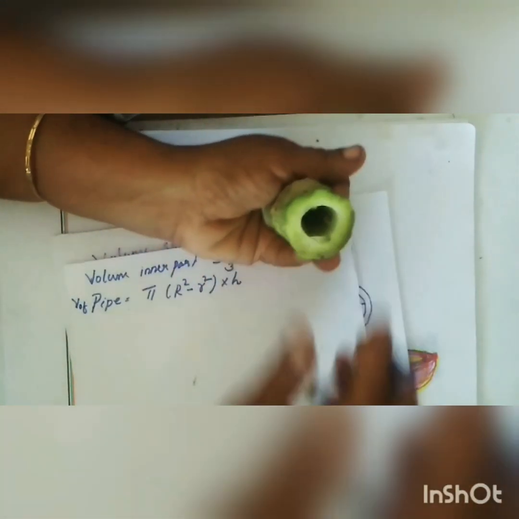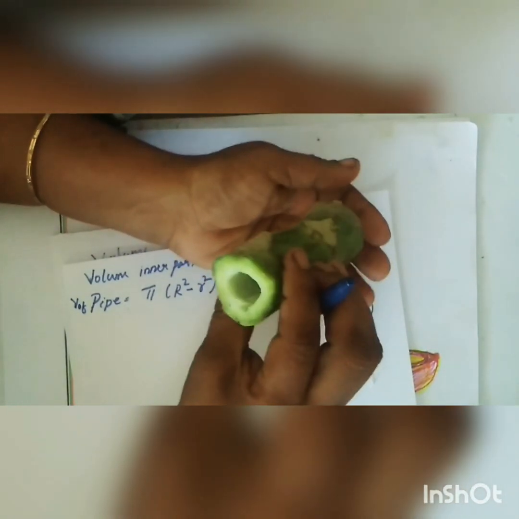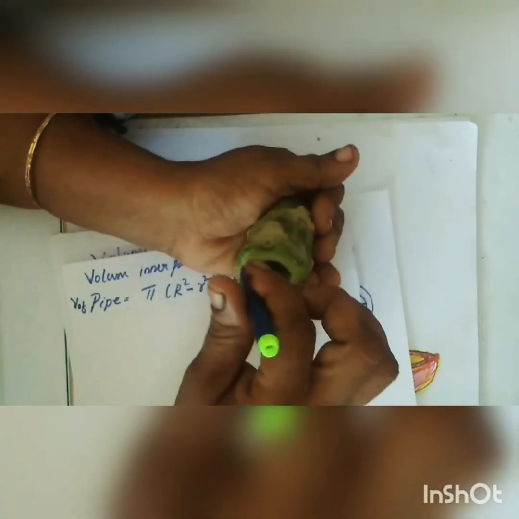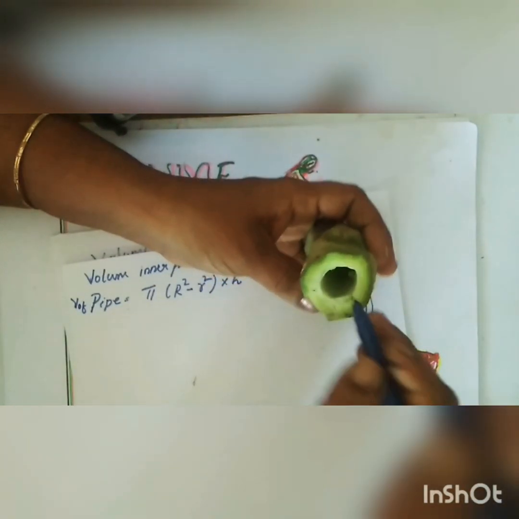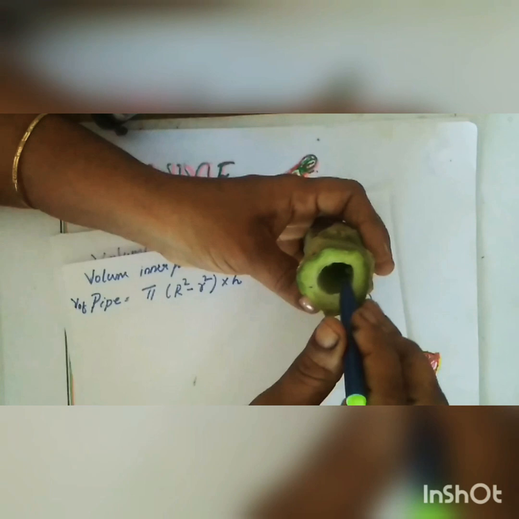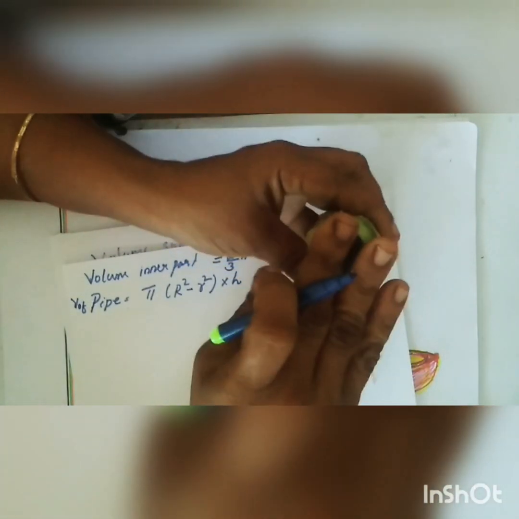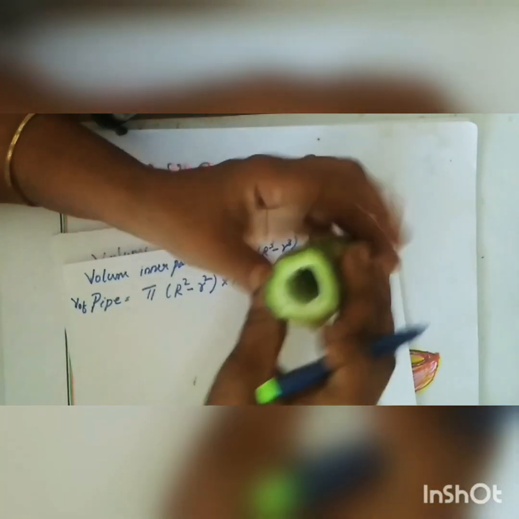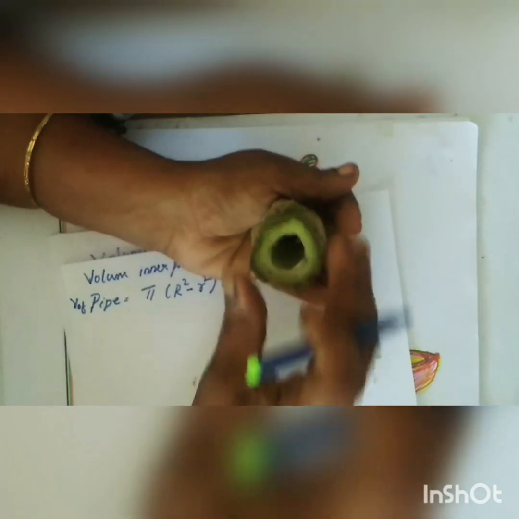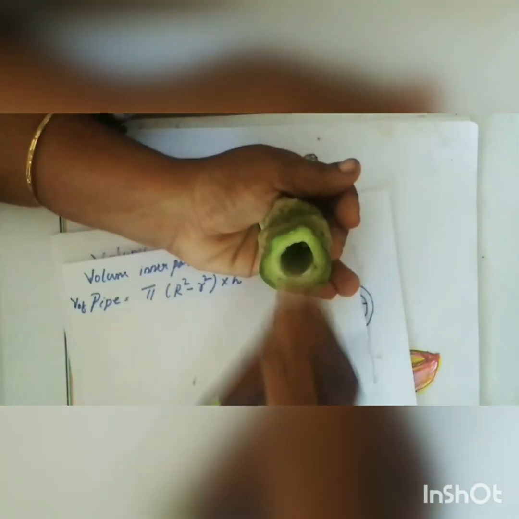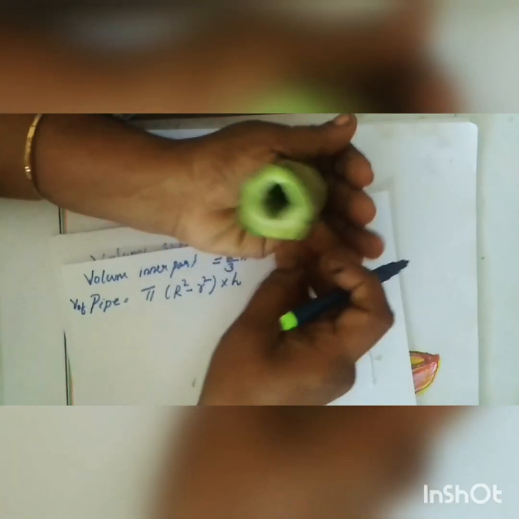When we fill with some quantity of material, then the quantity of material would be pi r square h, that is, the inner radius only. When the pipe is filled with any material, the total volume will become pi r square h.